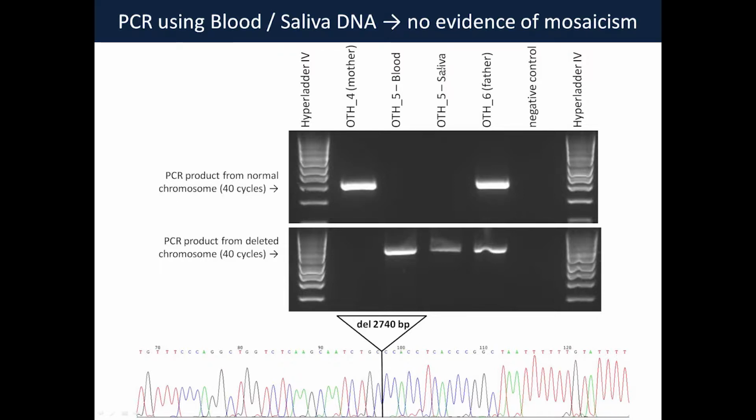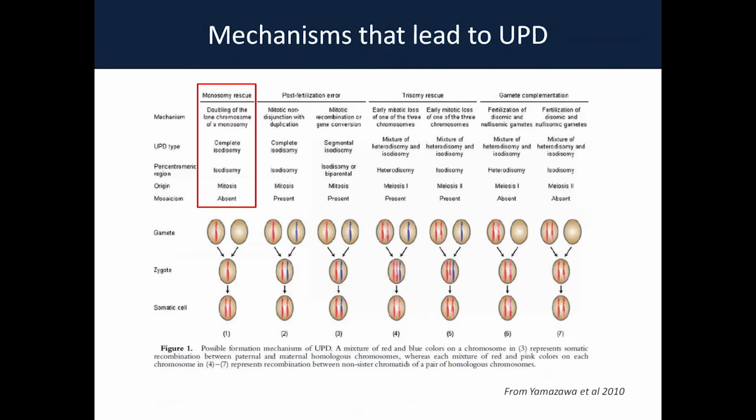This also enabled us to test DNA from a different tissue. So in saliva, there was also no evidence of any maternal chromosome. So we couldn't find any evidence for mosaicism of the UPD. And this next slide is showing, I think, a figure from a 2010 review showing different mechanisms that lead to uniparental disomy. In this case I'm describing here, for a number of reasons, we think the UPD occurred due to monosomy rescue, and that's because there wasn't any evidence for mosaicism. It was isodisomy, and that was right across the whole chromosome.